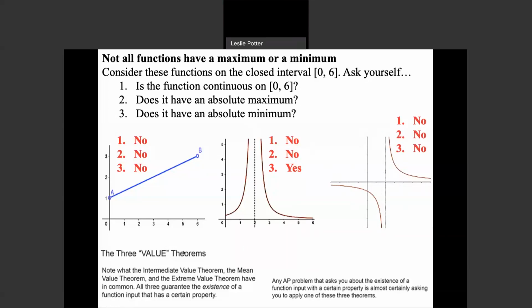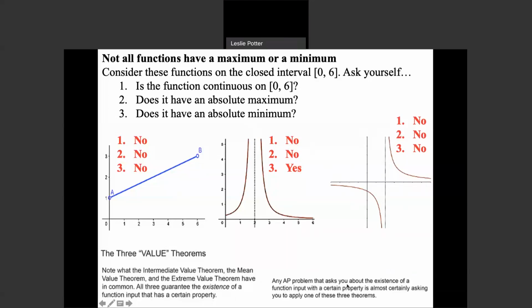Okay, so I mentioned a little earlier the three value theorems that we've covered so far this year. Okay, so here they are. We know what the intermediate value theorem, the mean value theorem, and the extreme value theorem have in common. All three of these theorems guarantee the existence of a function input that has a certain property. Okay, so we're really going to practice these. And I've talked a lot about making sure that the hypothesis is true in order for you to use the conclusion. And so that's getting into doing a lot of justifying of problems.